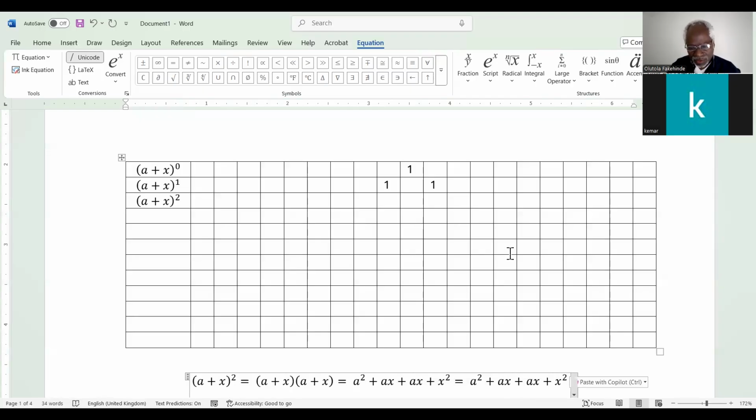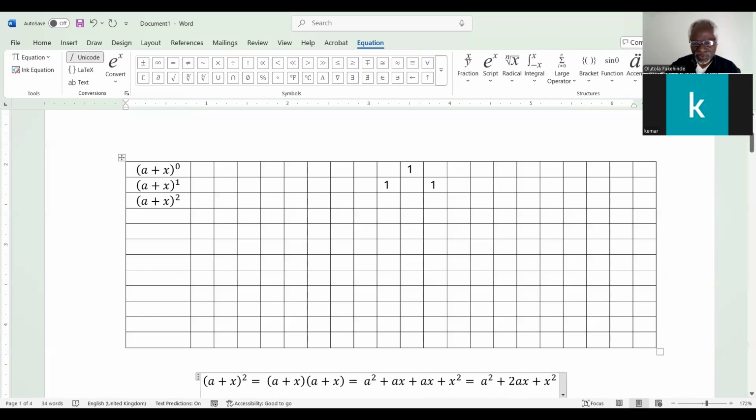Okay. So we have here AX plus AX. AX plus AX will give us 2AX. So we're going to take one of these out. All right. So you can see here that we have what? We have 1, because remember we said this is starting with X to power 0. All right. So that is 1. X to power 0 will be 1.